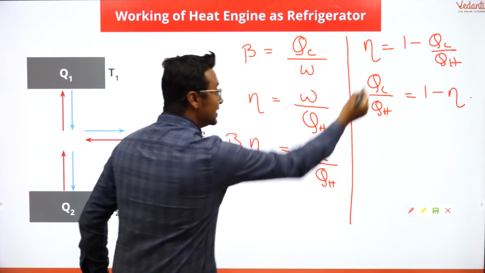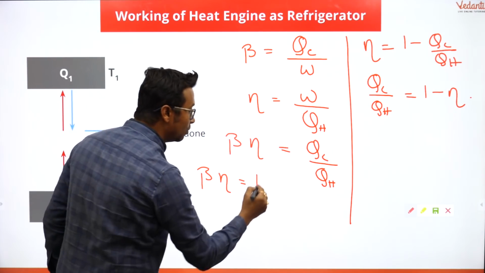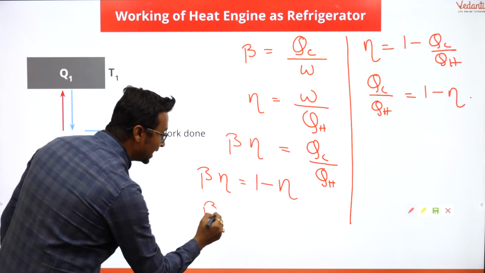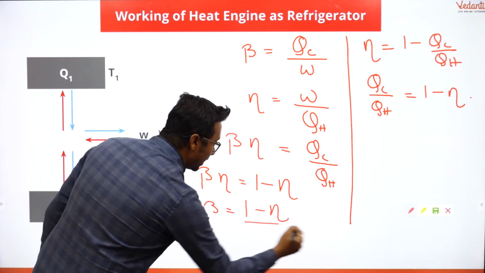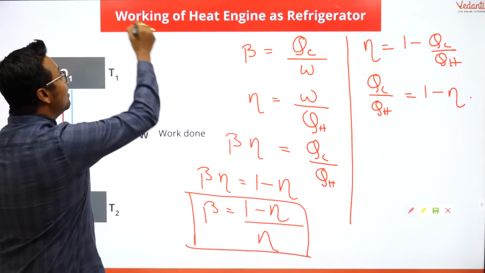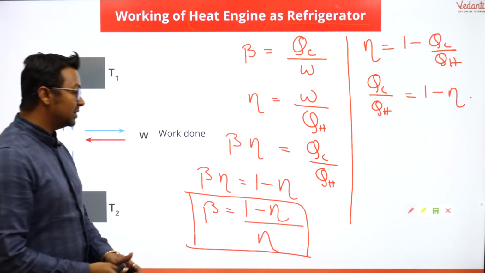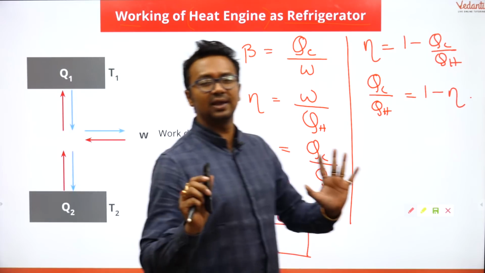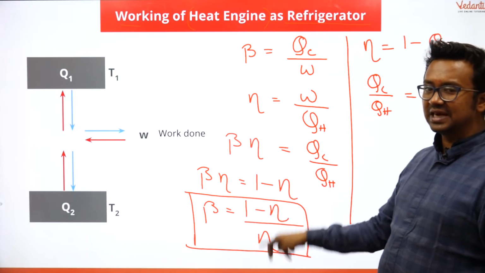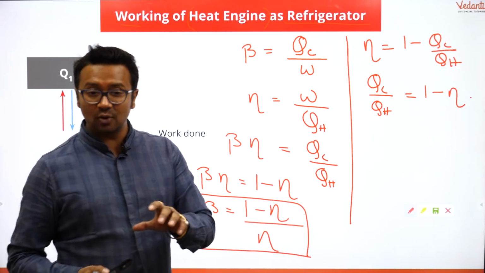All right, students, that means beta into eta can be written as 1 minus eta. So beta can be written as 1 minus the efficiency divided by the efficiency. My dear students, this is a very important formula for the working of the heat engine as a refrigerator. If you remember this formula, your questions will be made very easily. Okay? So remember this: beta is equal to 1 minus efficiency divided by the efficiency. Very cool. Okay, let's go ahead to a question based on this particular concept.